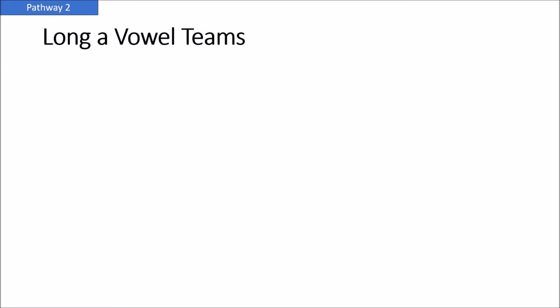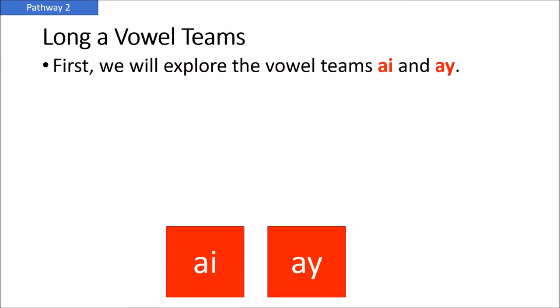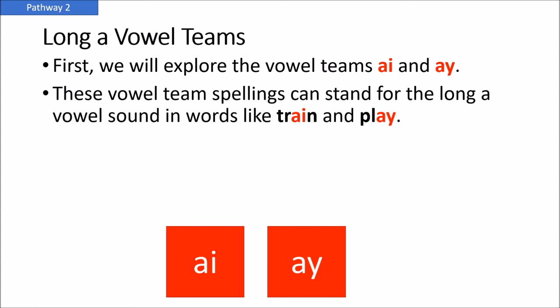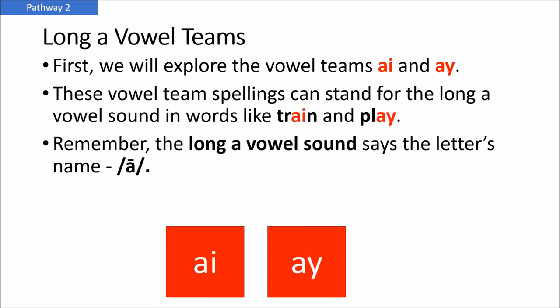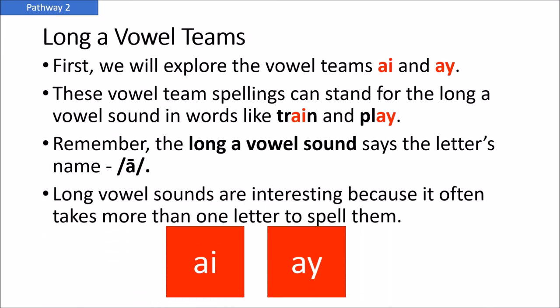Long A vowel teams. First, we will explore the vowel teams AI and AY. These vowel team spellings can stand for the long A vowel sound in words like train and play. Remember, the long A vowel sound says the letter's name, A. Long vowel sounds are interesting because it often takes more than one letter to spell them.